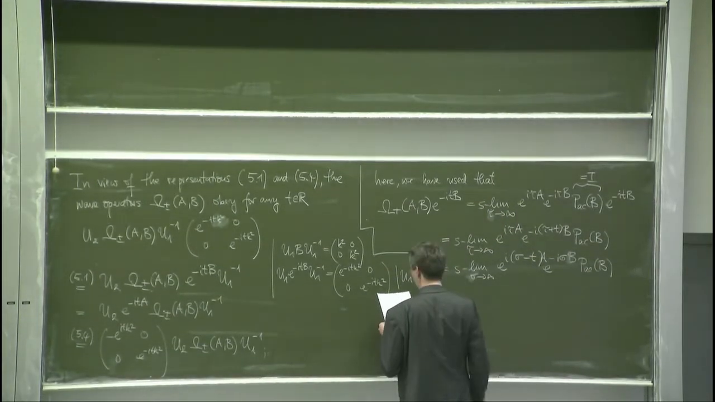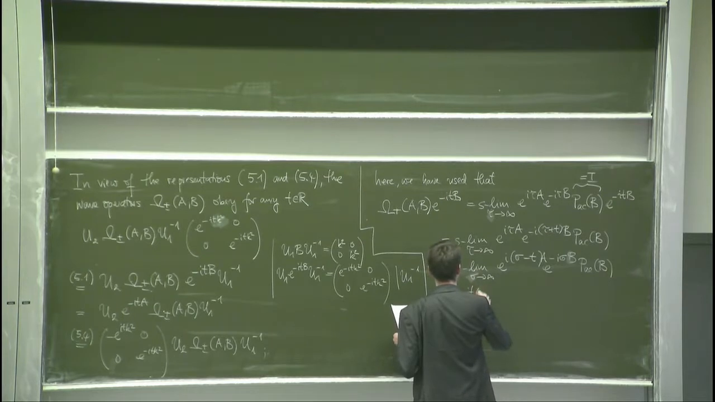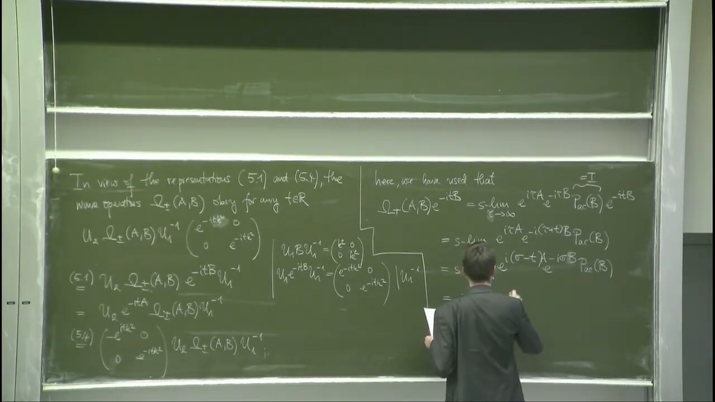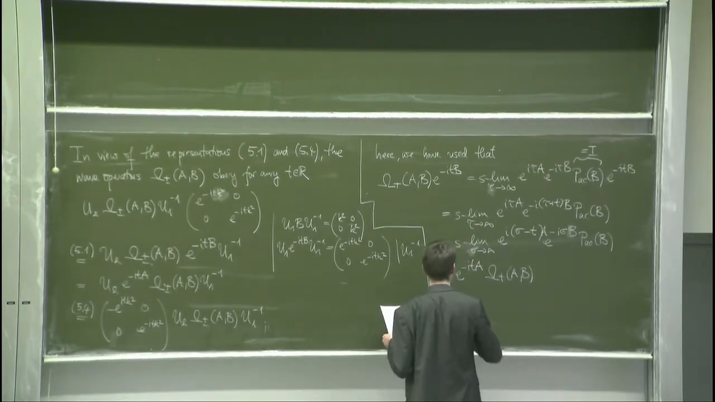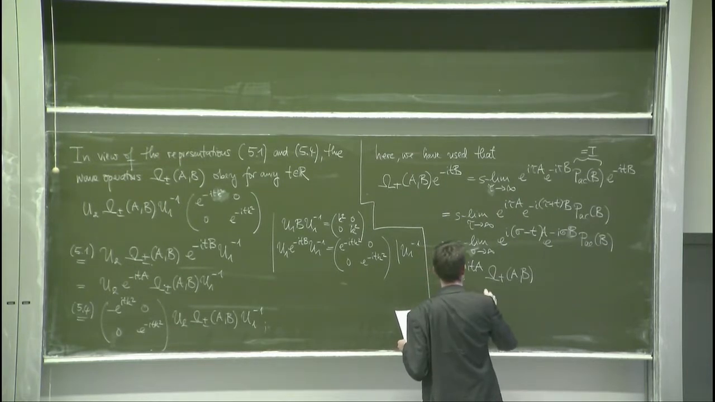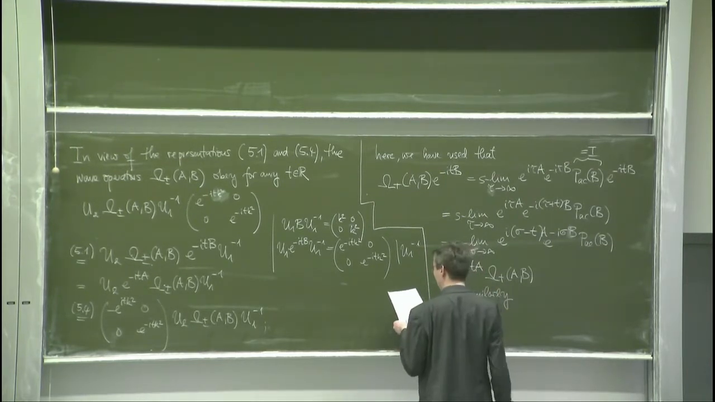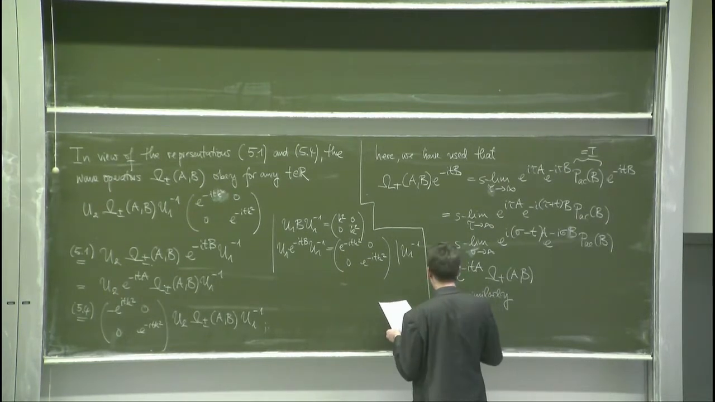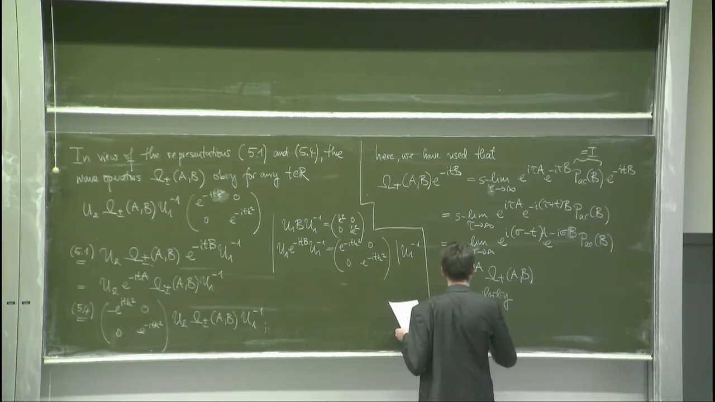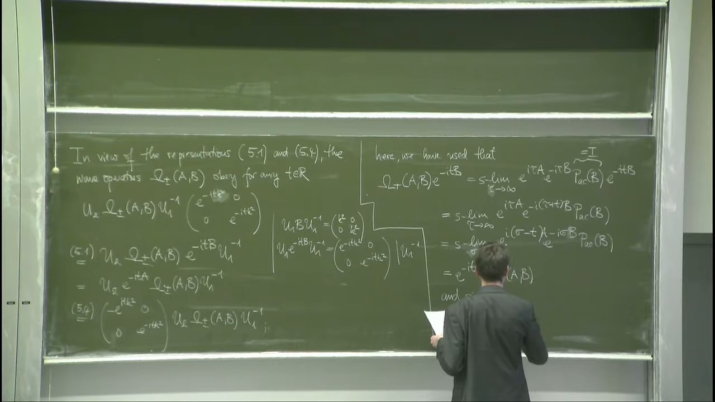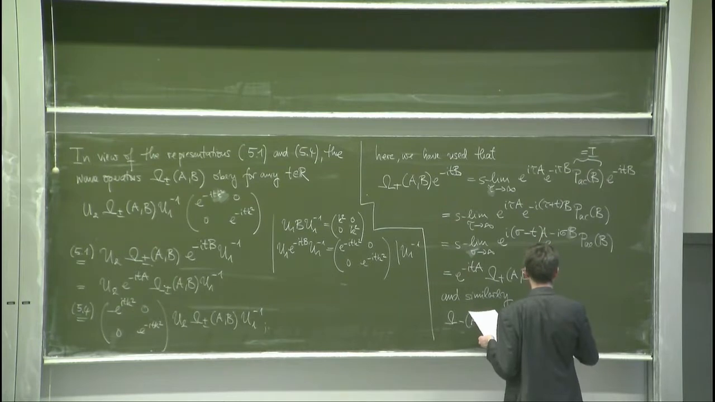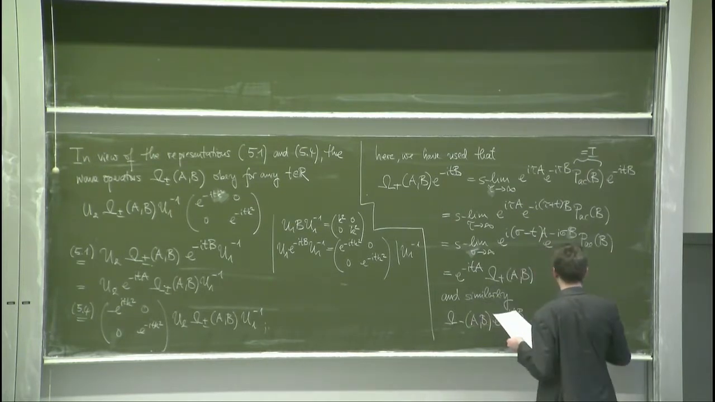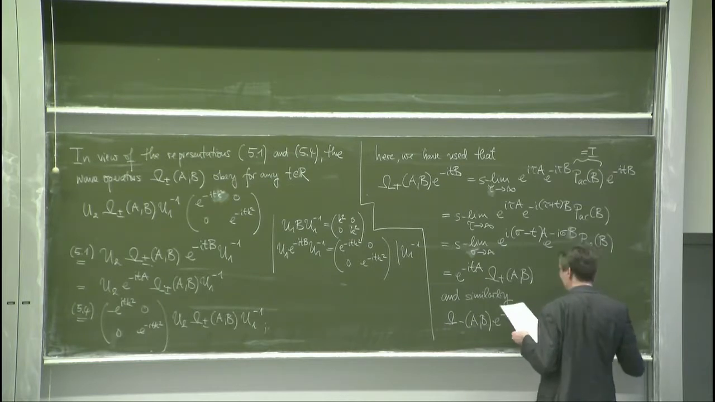And then using again the definition of the wave operators, I see that this is exponential minus ITA omega plus for the pair AB. And similarly, one sees that omega minus for A and B, exponential minus I TB is equal to exponential minus I TA omega minus for A and B.